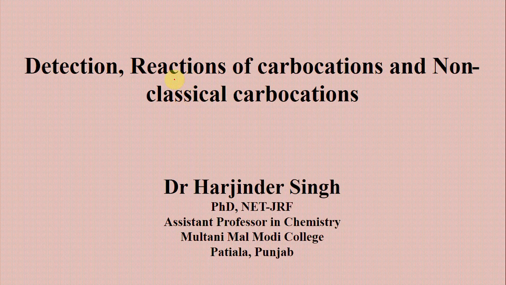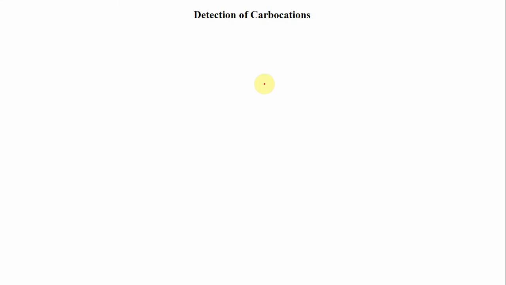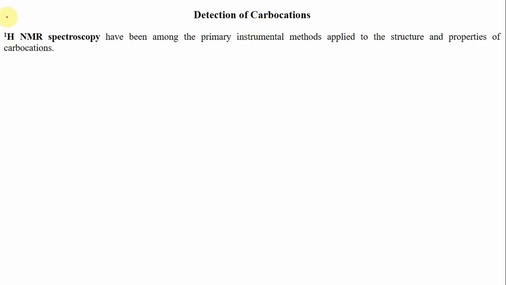In this online lecture, we will discuss detection of carbocations, reactions of carbocations, and non-classical carbocations. So let us begin with detection of carbocations. Now these carbocations can be detected with the help of 1H NMR spectroscopy or proton NMR spectroscopy. This method is most commonly used to detect the presence of carbocations.